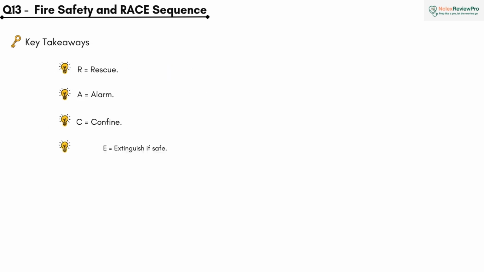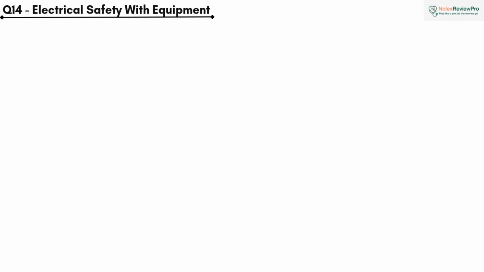The key takeaway is this. R is rescue, A is alarm, C is confine, and E is extinguish if safe. Client safety comes before equipment, property, or trying to put out the fire. Okay, let's keep building clinical judgment and move on to Question 14, multiple choice, electrical safety with equipment.